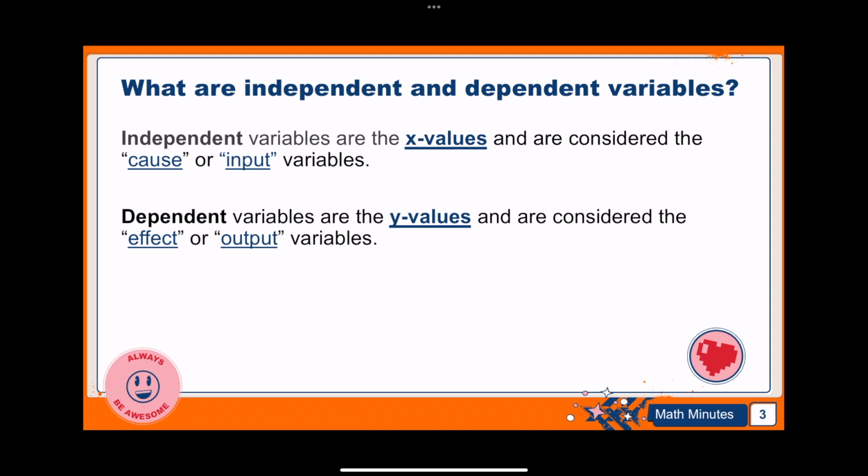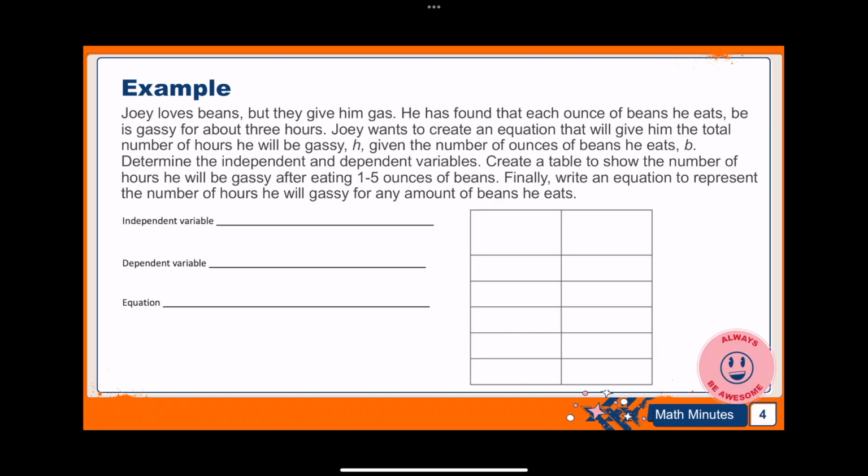All right, let's take a look at our example here. So Joey, he loves beans, but the problem is they give him gas. He found that each ounce of beans he eats, he is gassy for about 3 hours. I don't really want to be around him when he's running that experiment.